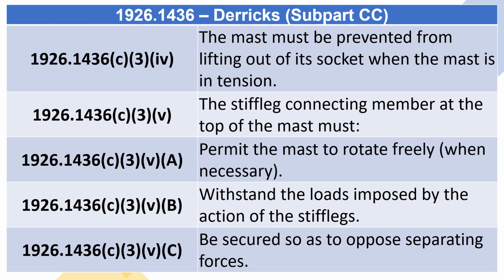1926.1436(c)(3)(iv). The mast must be prevented from lifting out of its socket when the mast is in tension. 1926.1436(c)(3)(v). The stiff leg connecting member at the top of the mast must, (A) through (C), permit the mast to rotate freely when necessary, withstand the loads imposed by the action of the stiff legs, and be secured so as to oppose separating forces.